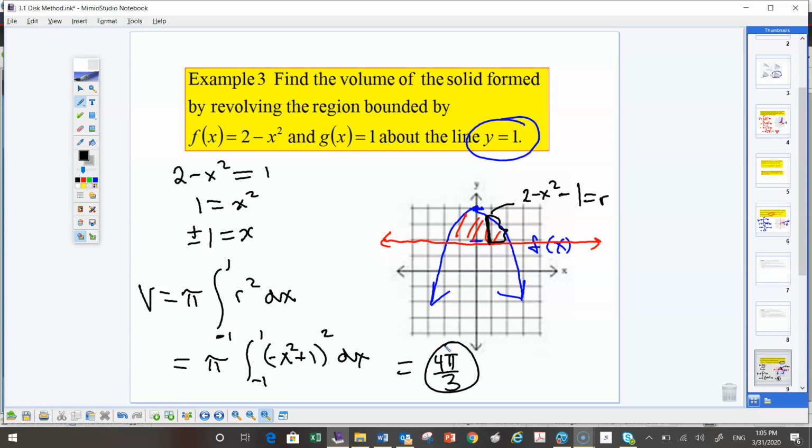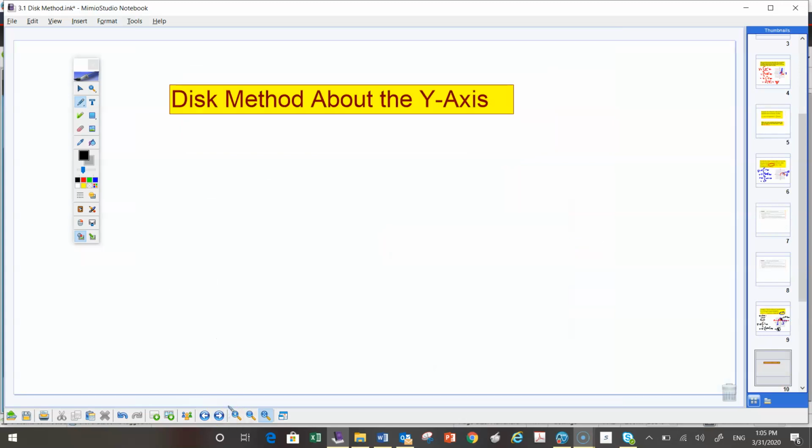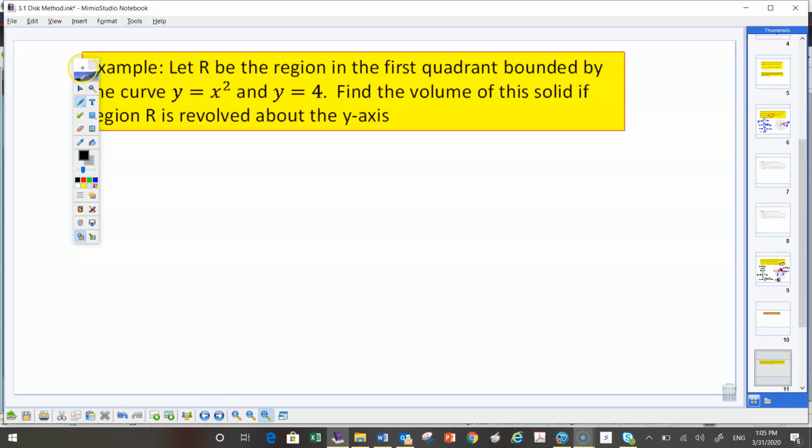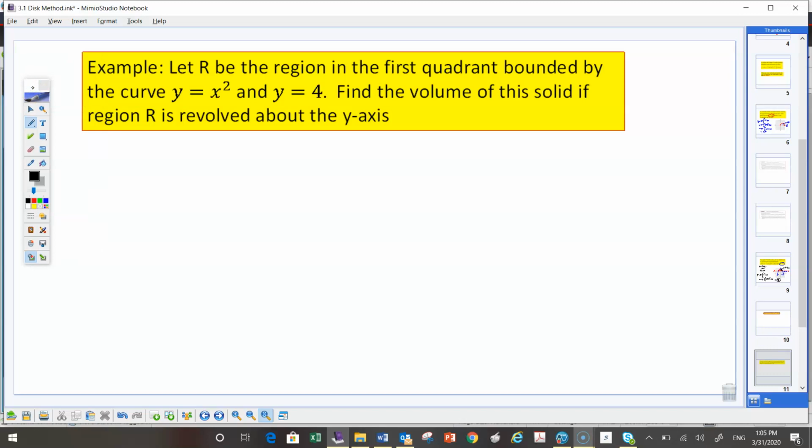So we don't always have to rotate our region around an x-axis. Sometimes we can rotate it around a different line, but provided our slice touches the axis of rotation, we can still use the disk method. Okay, what happens when we go around the y-axis? Because remember how we found area using integrating with respect to the y-axis? Well, the same thing can be done with volumes of revolution.